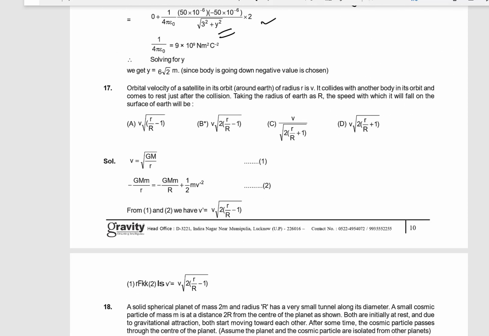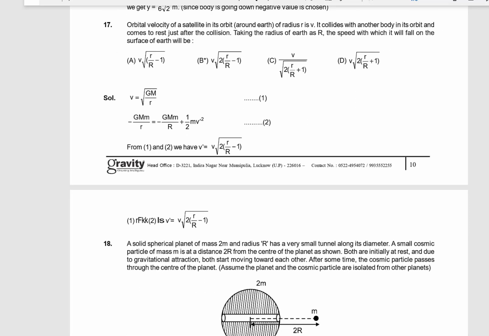Okay, moving on to the next question, 17th. In this question, the orbital velocity of the satellite is given as v when the radius is r, right? So v is equal to under root GM by r. As seen in the options, there is no GM, so from this we can find GM equal to v square into r. Now, it collides with another body in the orbit and comes to rest. Once it comes to rest, it will directly fall to the earth's surface. You have to find with what speed it will fall.